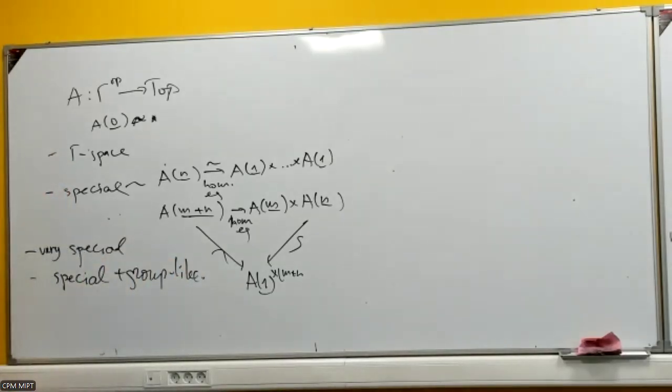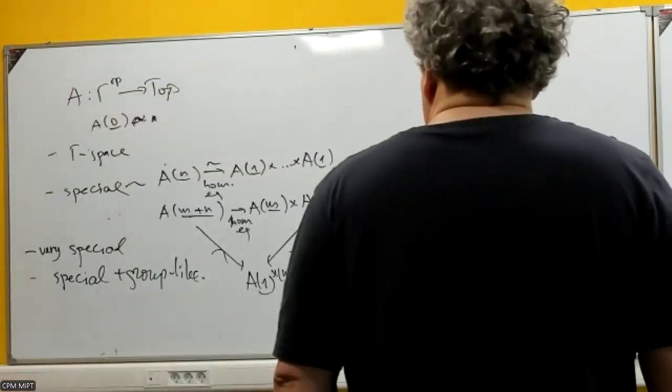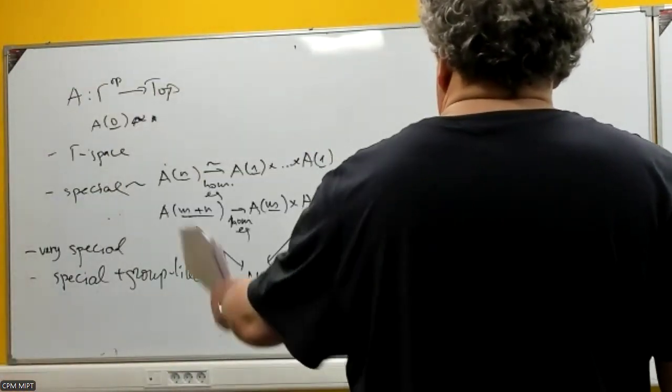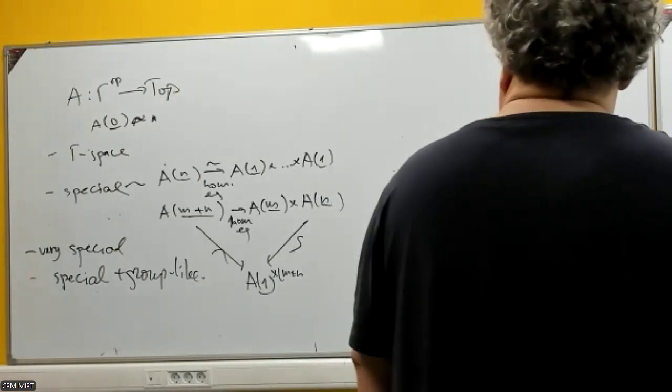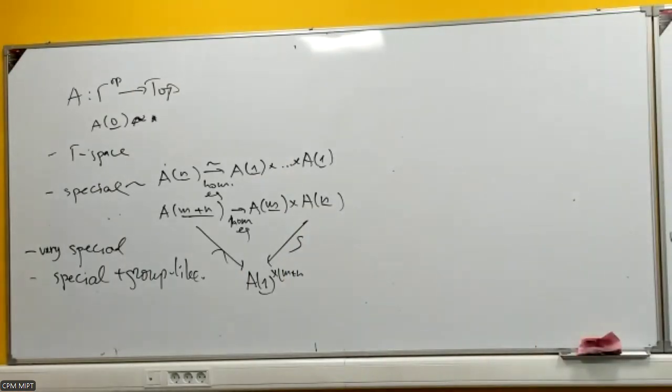Can you take it and before Segal? Huh? I remember in Segal's paper there was this. In Segal's paper there is no such terminology. Segal defines a gamma space as special, and he called a very special one a group-like gamma space.